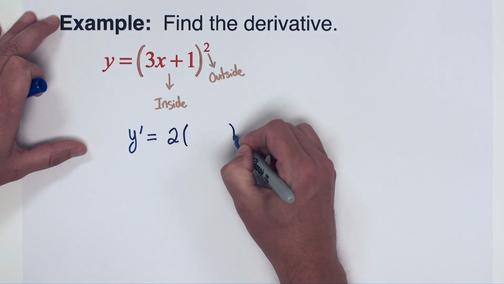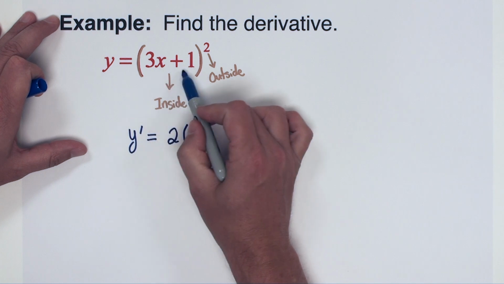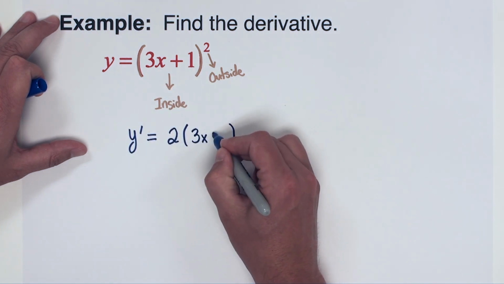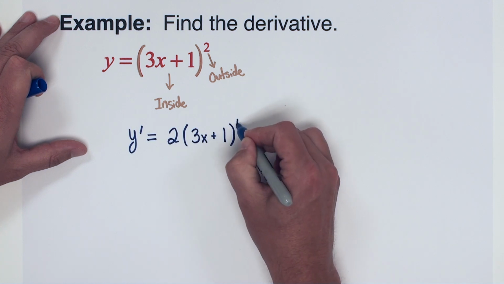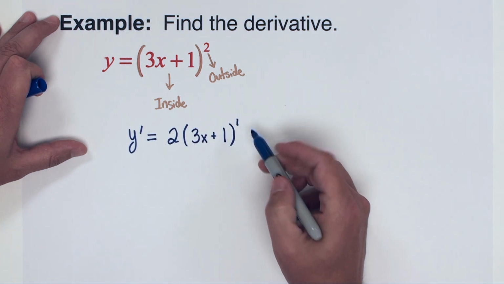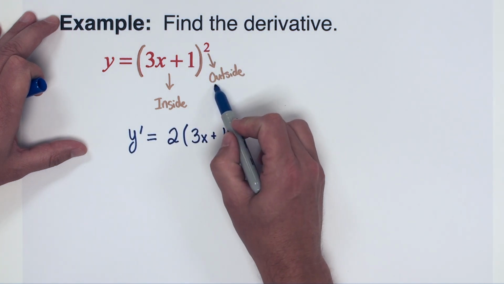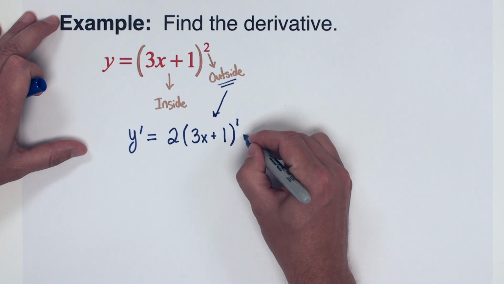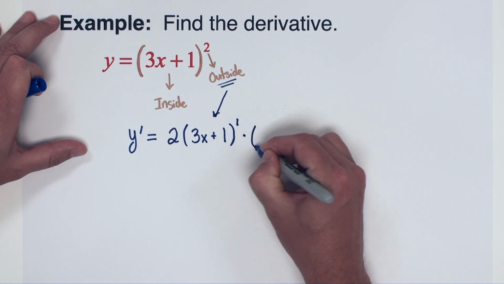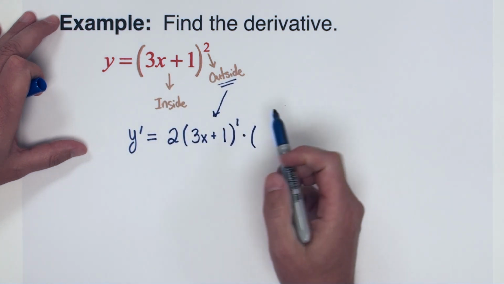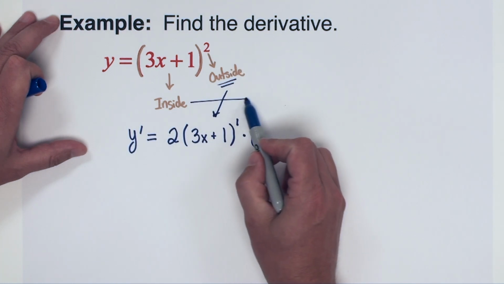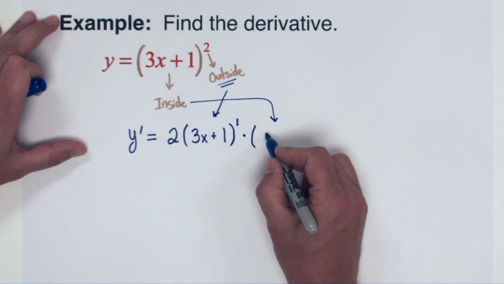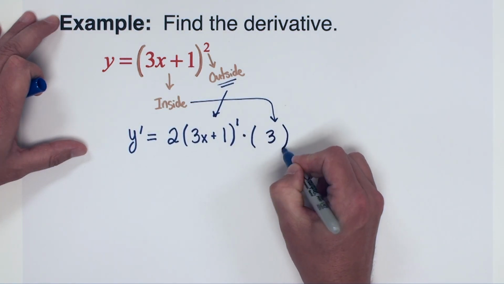And then when we do that, we keep the inside part the same. So this 3x plus 1 is just going to stay 3x plus 1. And we drop that power 1 to the first power. So that's the power rule. That's the outside part taken care of. Now I need to multiply that by the derivative of the inside part. Okay, so my inside part's derivative is going to go here. So the derivative of 3x plus 1 is just simply 3.